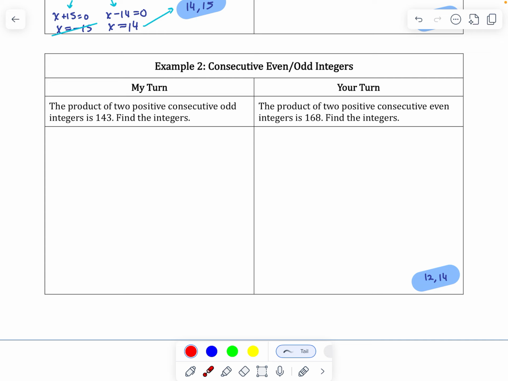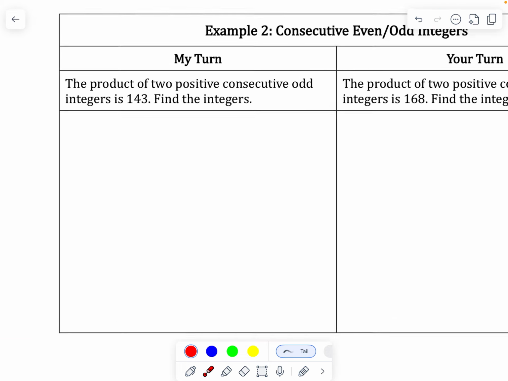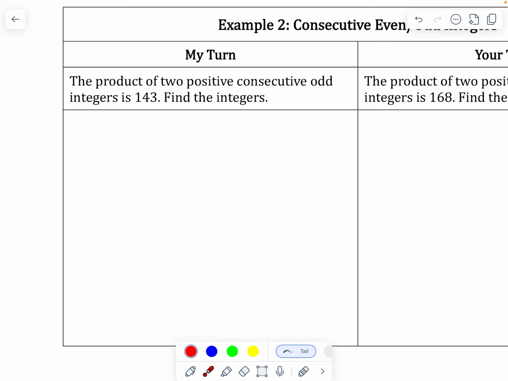Example 2, we're going to do the same thing. But now our integers are either going to be even or they're going to be odd. It doesn't matter. The problem is done the same way. I'm going to do the odd version. Then you can try the even version. So here we go. The product of two positive consecutive odd integers is 143. Find the integers.